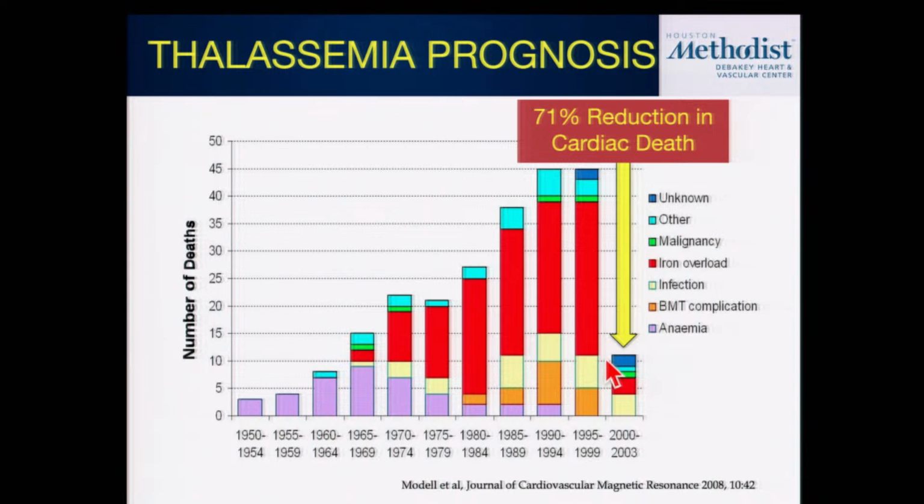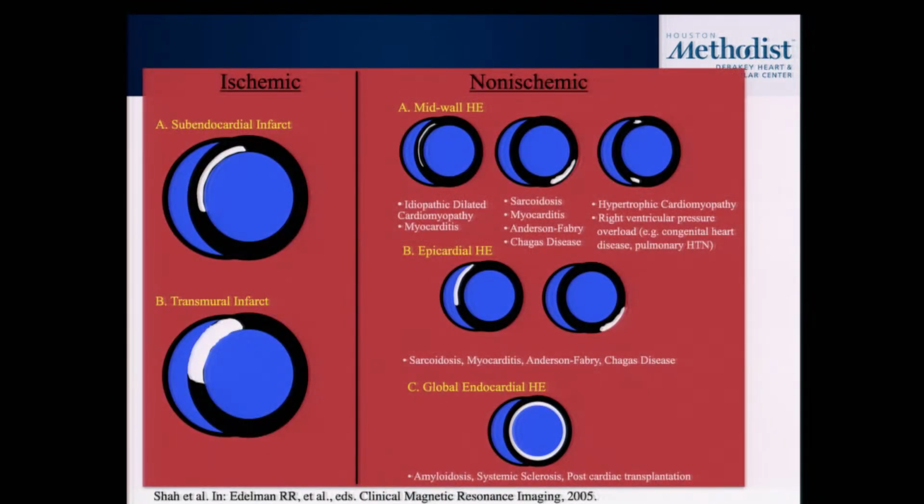And with the advent of this technique and the ability to directly quantify the iron content within the myocardium, they saw a significant reduction in cardiac deaths amongst their thalassemia patients. So again, showing that imaging may be useful from a diagnostic standpoint and from a prognostic standpoint, but it may actually help with therapeutic management as well to improve patient outcomes.